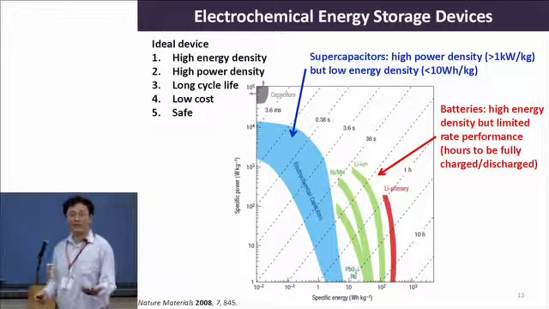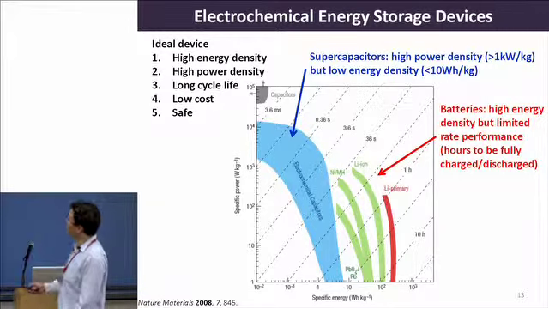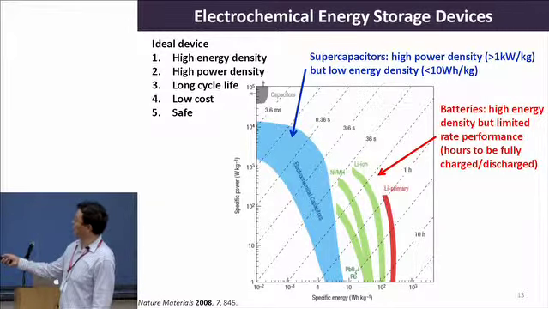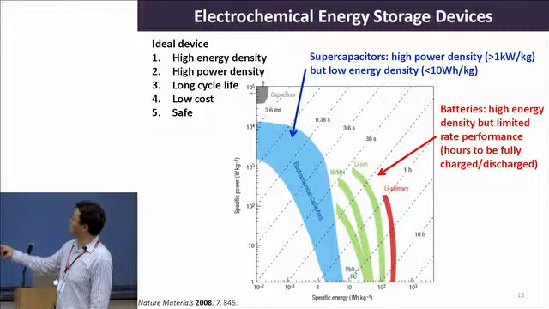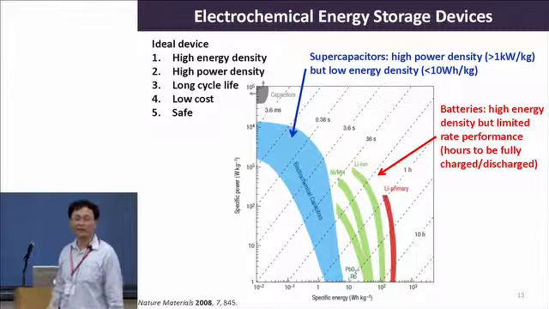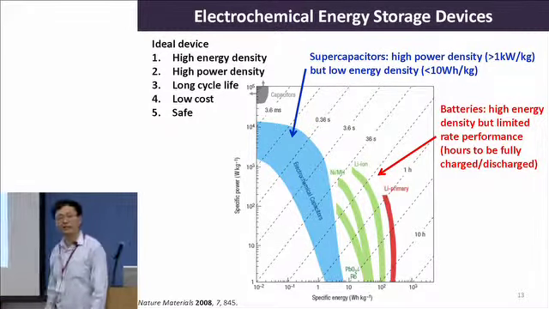So the question is, can we do better? Right? Can we make batteries that are fast, like a supercapacitor? So have powers to be around here, and then have energy densities like lithium-ion batteries, up there. Or go even further. So can we do that?